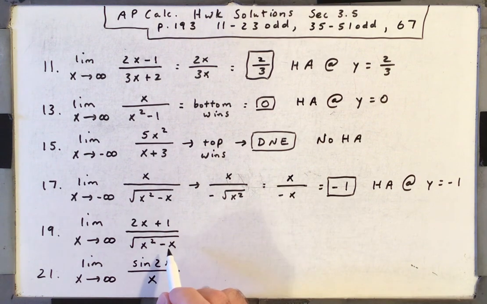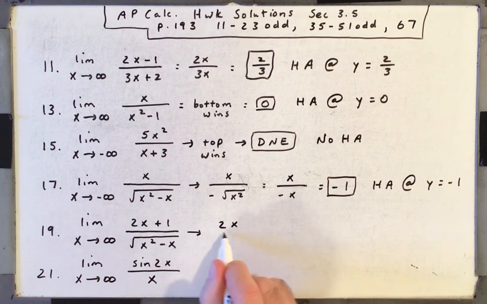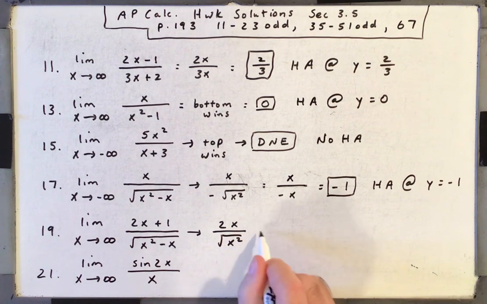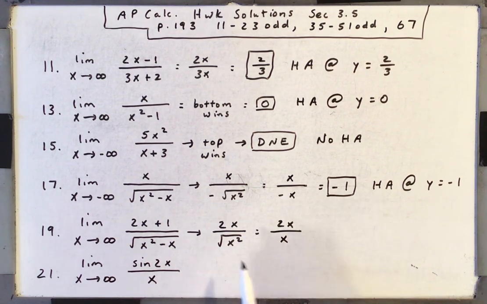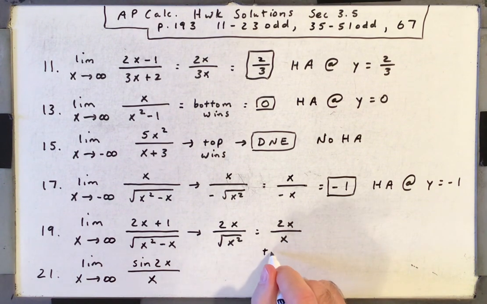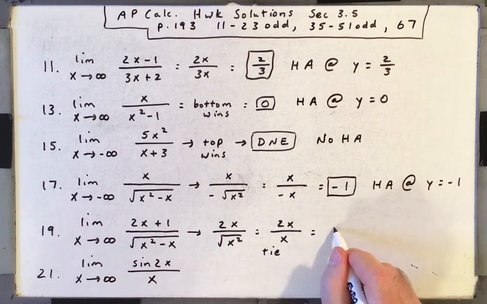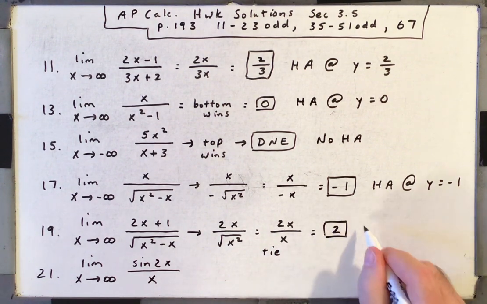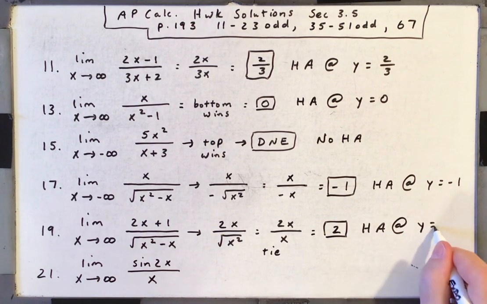All right, number 19, it's just approaching infinity. So we're just worried about the higher powers, like 2x on top and the square root of x squared. So that's like 2x over x, and so it's a tie. Tie goes to the coefficients. So our coefficient 2 over 1, that's 2. So we have a horizontal asymptote at y equals 2.